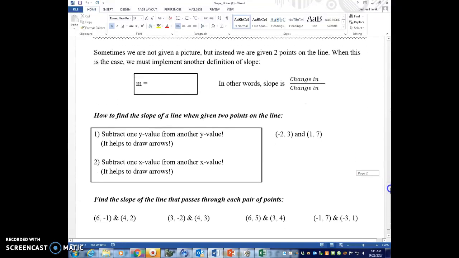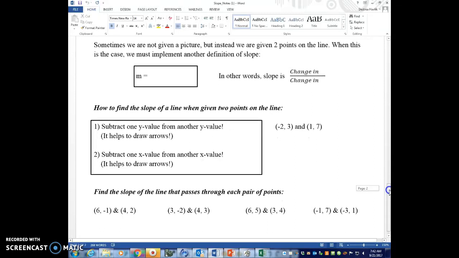All right, the bottom. Sometimes we are not given a picture, but instead we are given 2 points on the line. When this is the case, we must implement another definition of slope, which is y2 minus y1 over x2 minus x1. In other words, it's the change in y over the change in x.